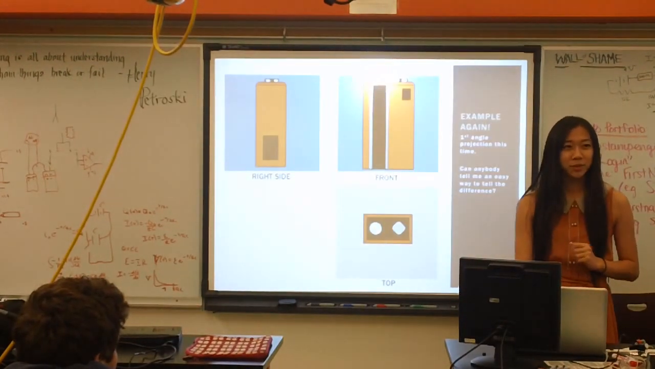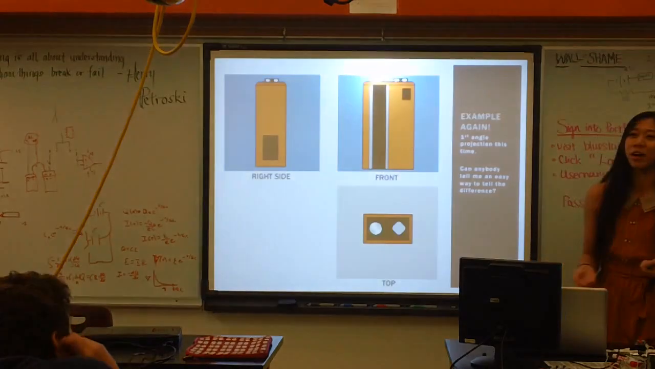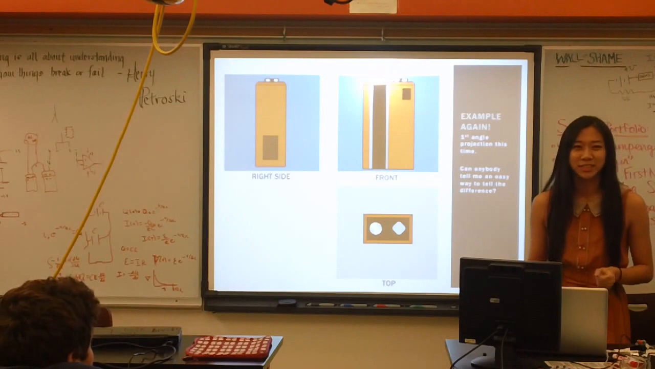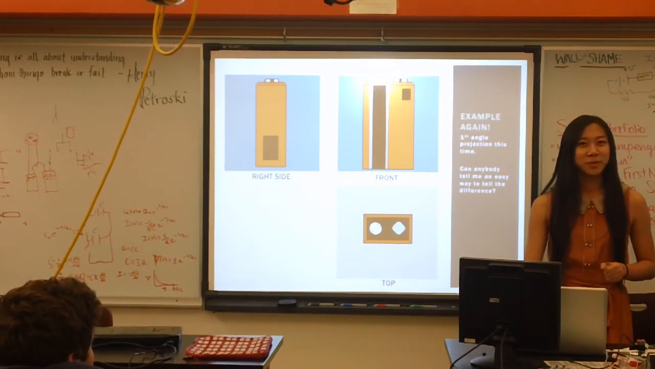Here's the same example. This is the first angle projection now. Has anybody figured out a really easy way to tell the difference between first and third angle?